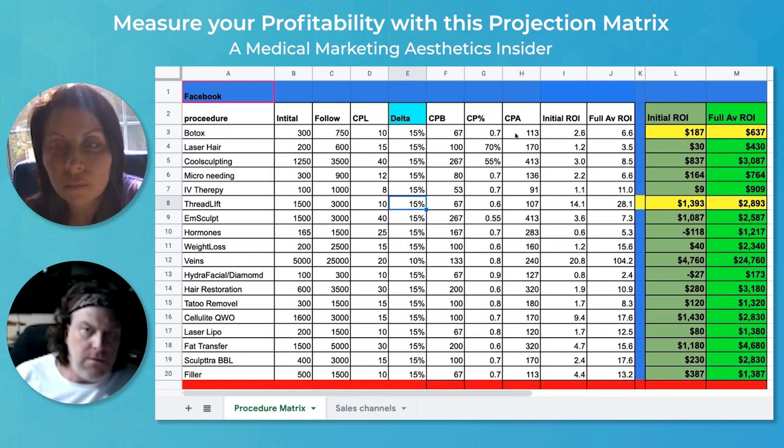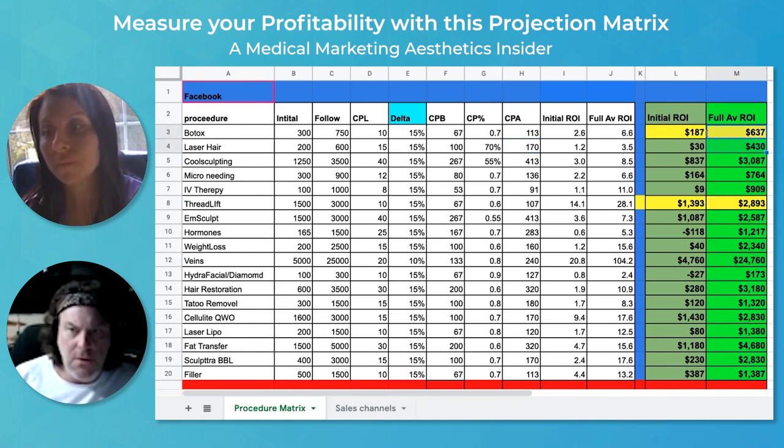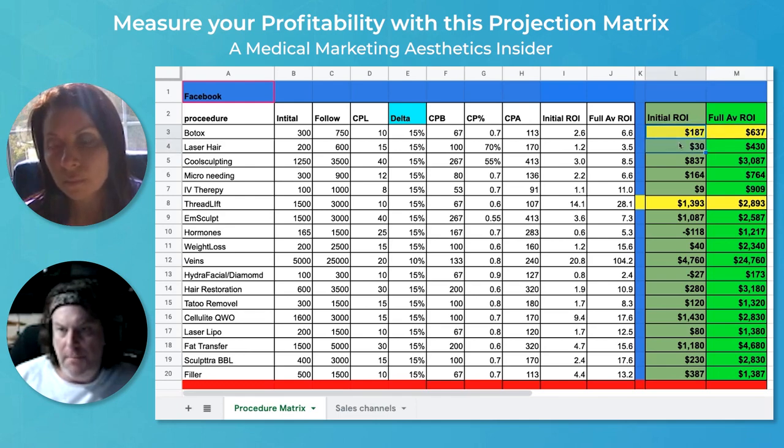So if you want, for example, 10 Botox patients, well, your answer is going to be 113 times 10. If you want 10 Botox and then 10 laser hair, it's 113 plus 170. So you're looking at, this is literally $2,800 of marketing on Facebook. That would bring you 10 of each of those patients, and then your yields are somewhere between here and here, depending on how much you end up with as an initial ROI or a full average ROI.